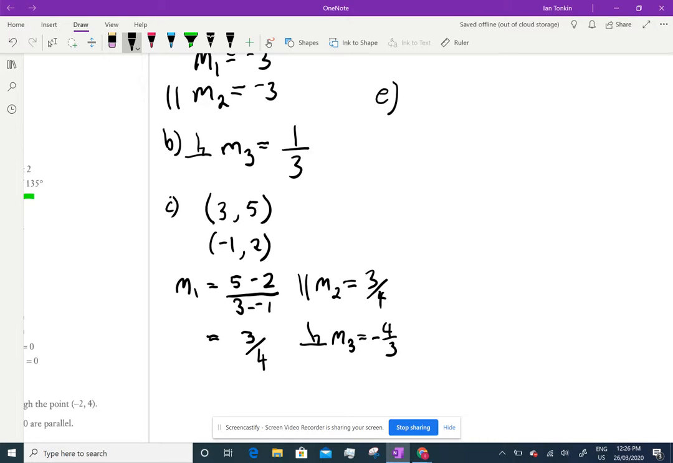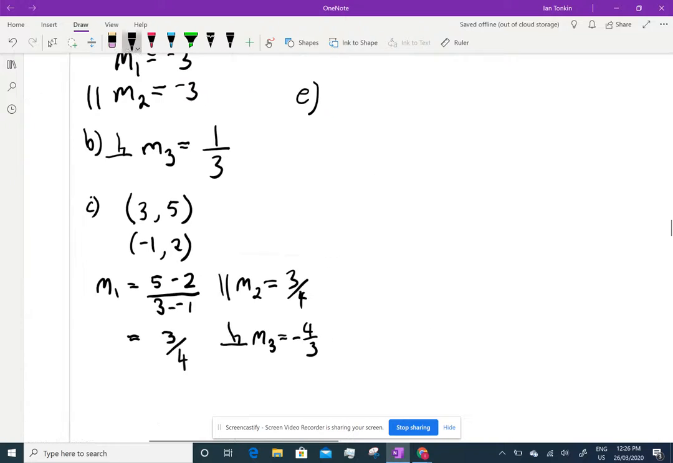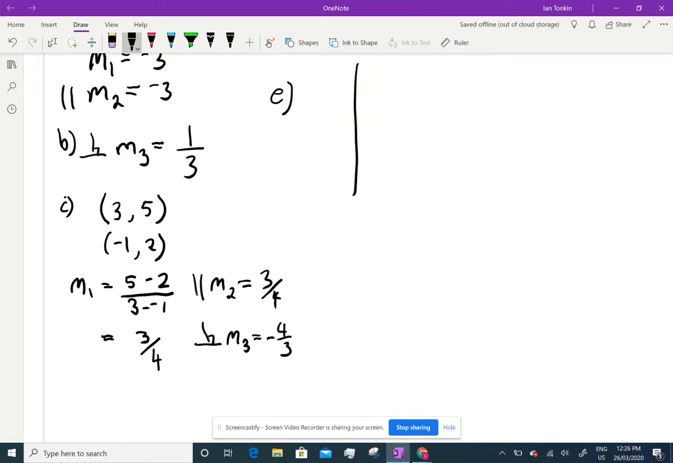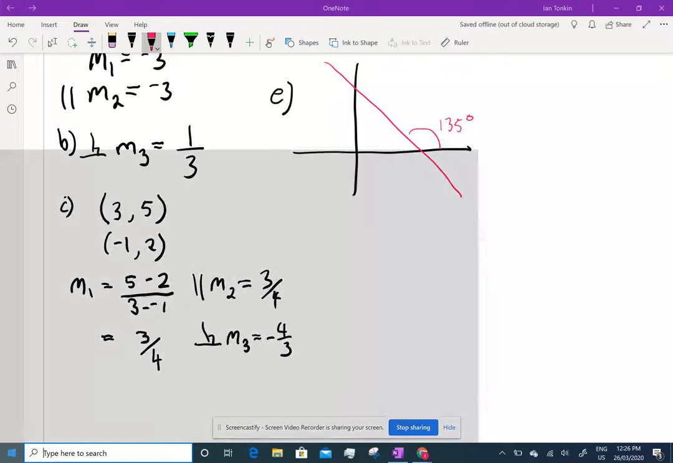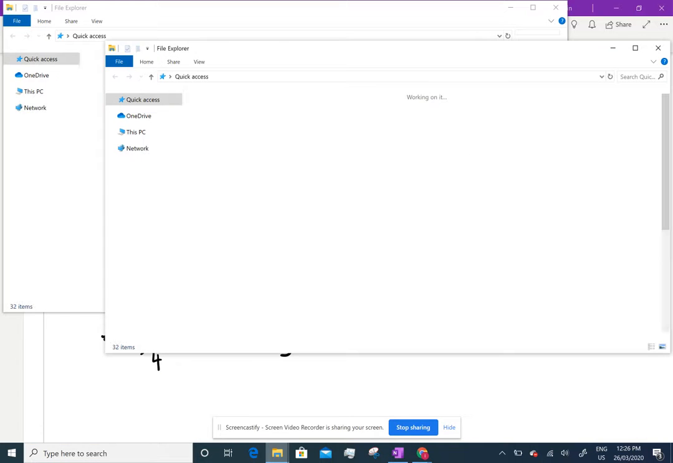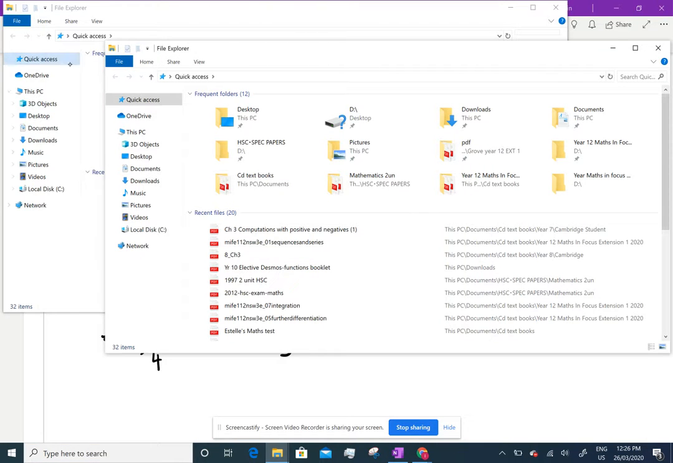I need to find perpendicular. Now, if the line's going at 135, that means it's coming down there, and that angle is 135 degrees. To find that, I can use my calculator, which I don't have up. Hold on, I'll just get it up, because it's important that you do this.